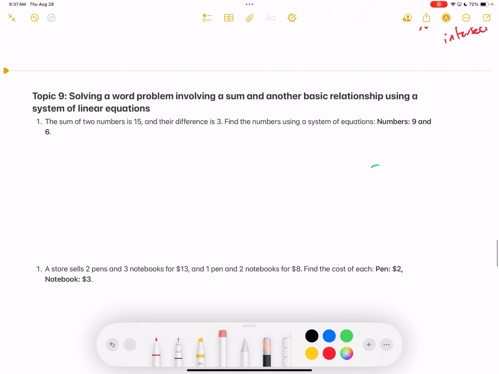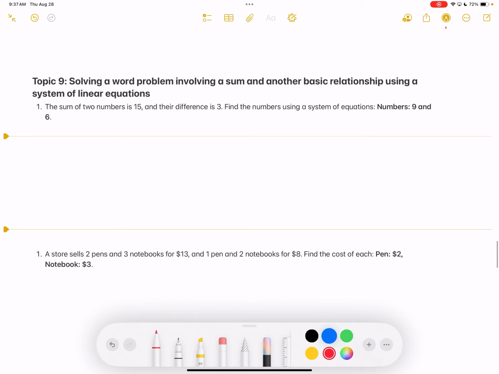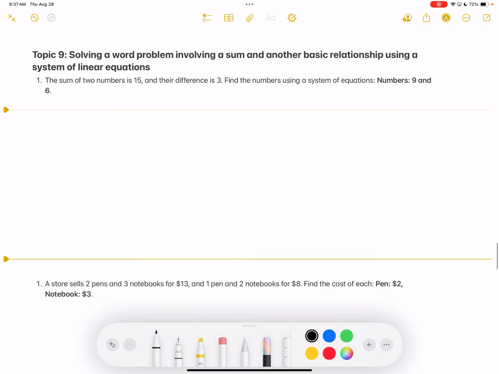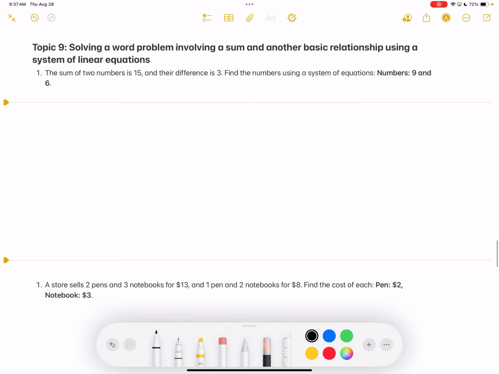All right, next is some word problems. These word problems aren't too terrible. There's a bad word problem next week, but we'll deal with that next week. So the sum of two numbers is 15. The sum means to add. So if I take one number plus a different number, it equals 15.